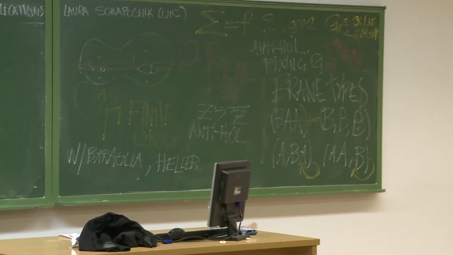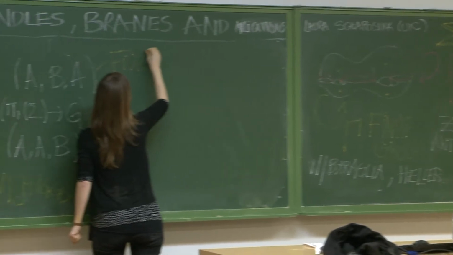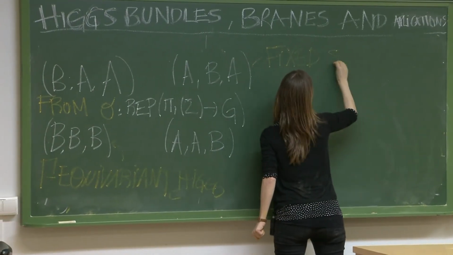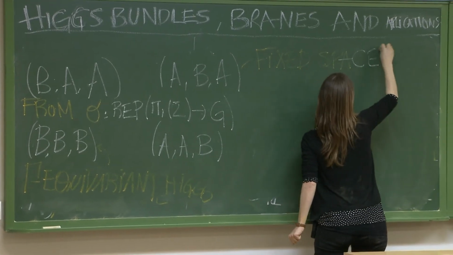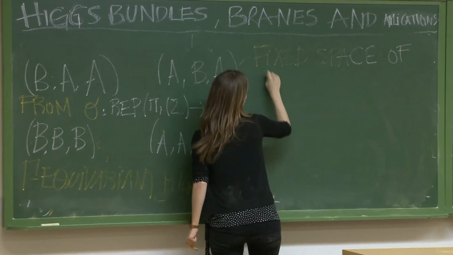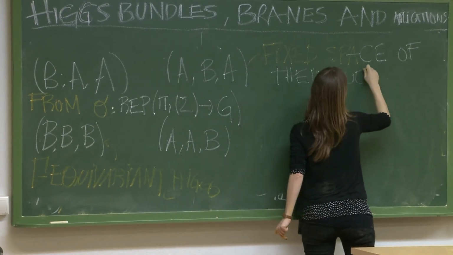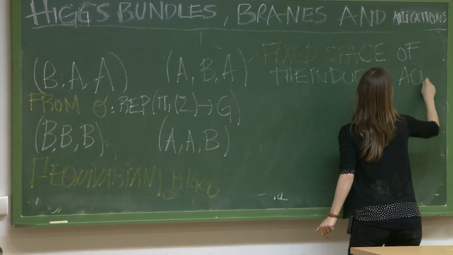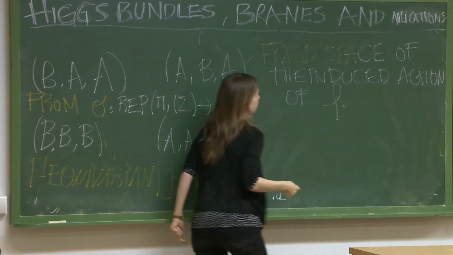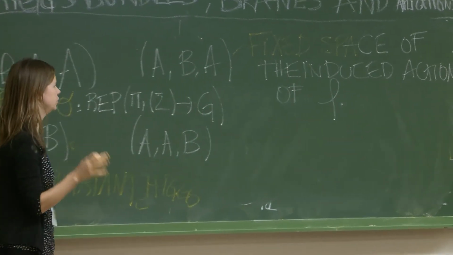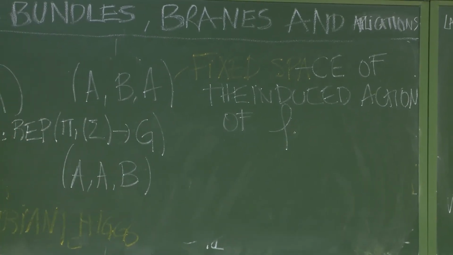So ABA branes appear as fixed points in the moduli space of the induced action of F. So the real structure on the Riemann surface will induce an action on the moduli space, and that will give you ABA branes.